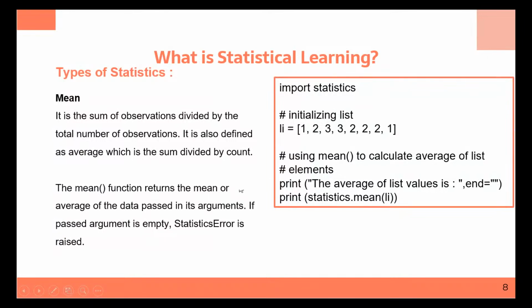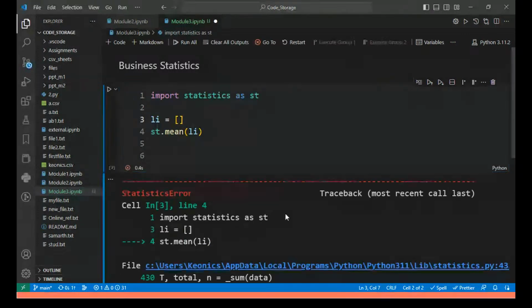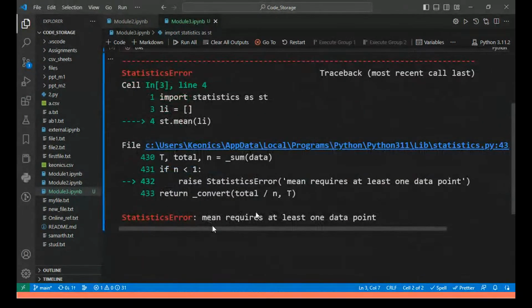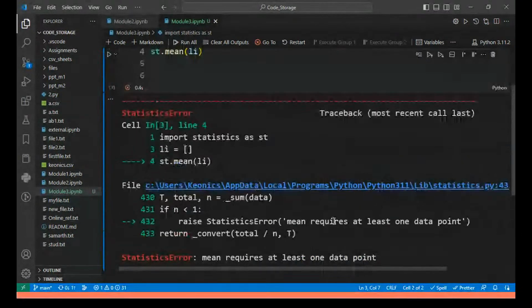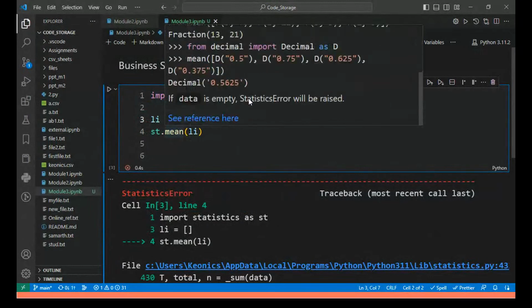Okay. If the numbers are not there, it says we will be going to generate the error. Let's see the error also. It says mean requires at least one data point, so it cannot use that. What is the error name? Statistics error, and it was telling us that you get a statistics error if the data is empty.